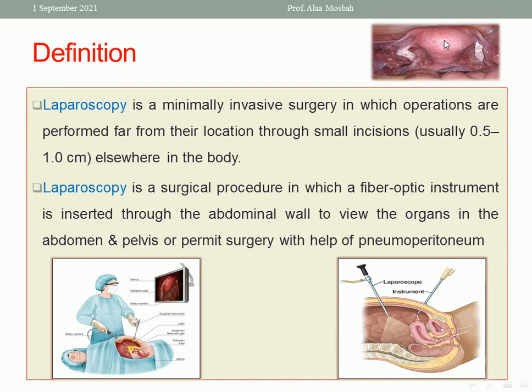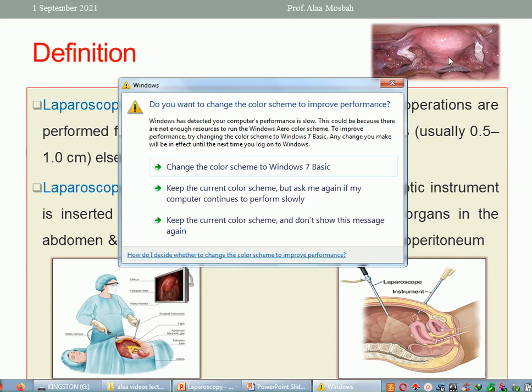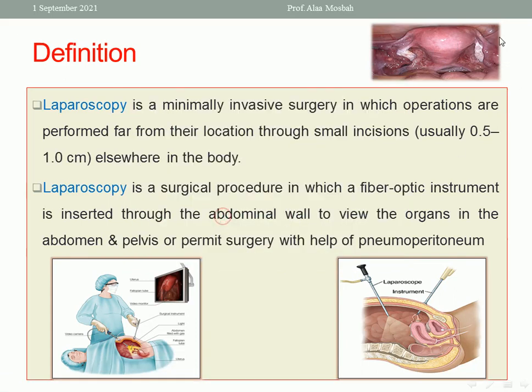As you see in this picture, this is a picture of laparoscopy. This is the uterus, and this is the right and the left fallopian tube, right and the left ovaries. And this is the Douglas pouch.